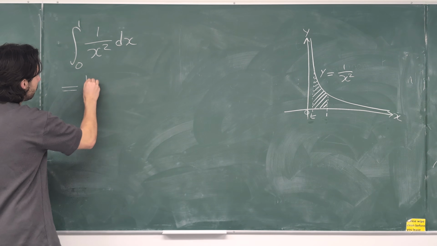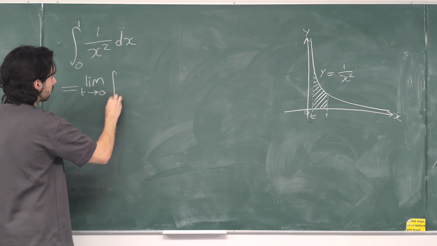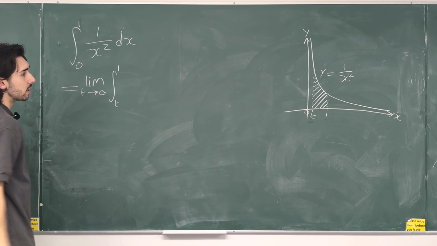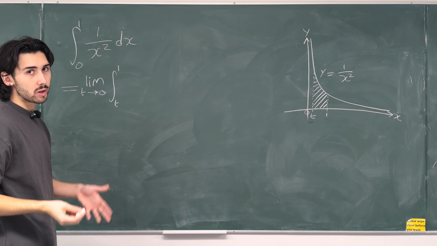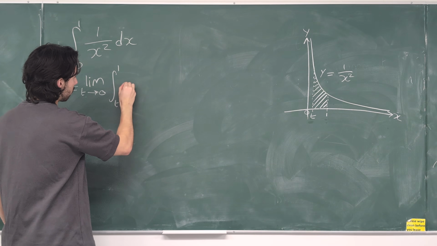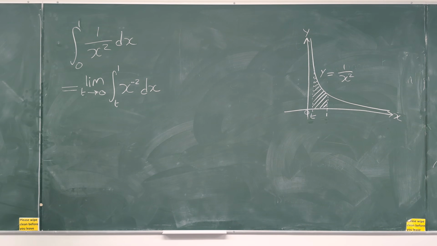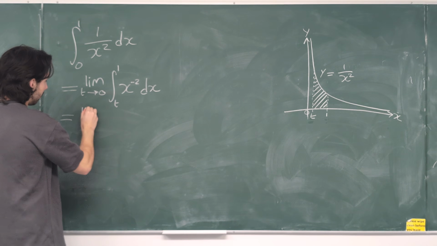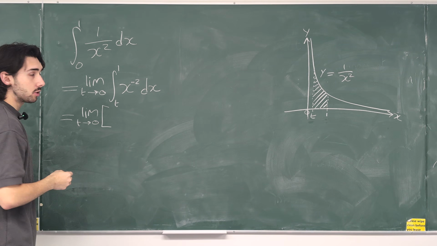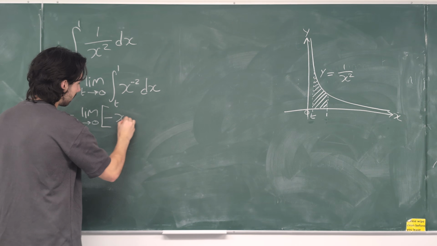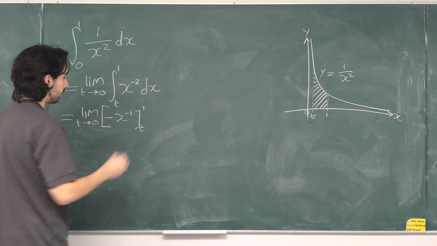So that integral is equal to the limit, as this time t goes to 0, of the integral from t to 1. Hopefully that makes sense. t is on the bottom because it's the lower limit. And 1 over x squared, I'm just going to rewrite as the exact same thing, x to the minus 2, just because that's a bit easier to integrate. Then I'm going to actually do the integral. So x to the minus 2 integrates to minus x to the minus 1. And the limits again are t and 1.